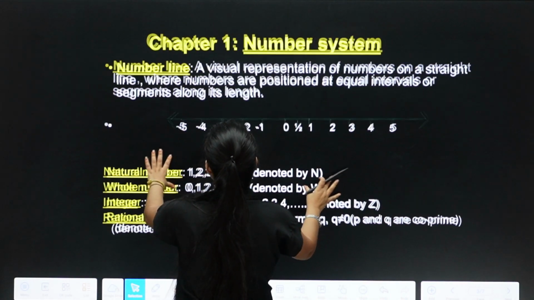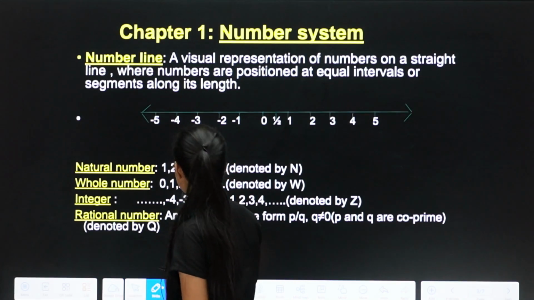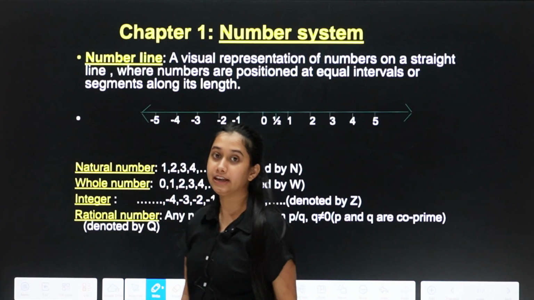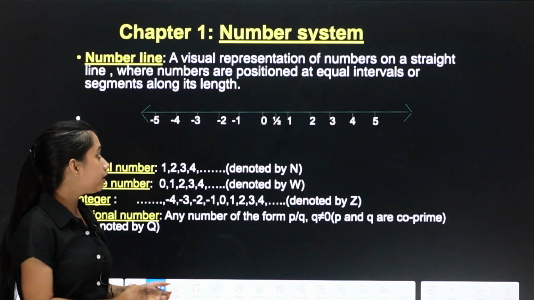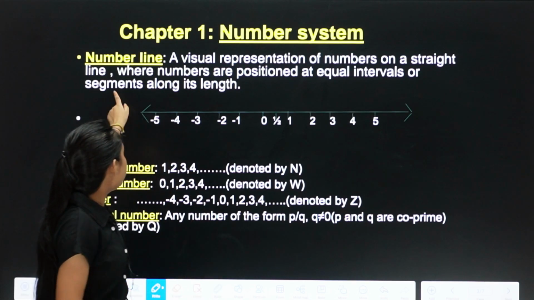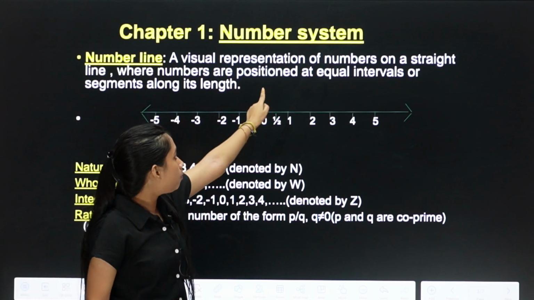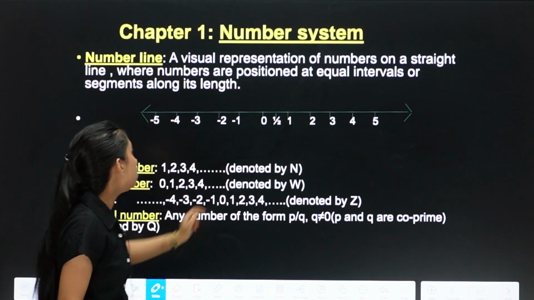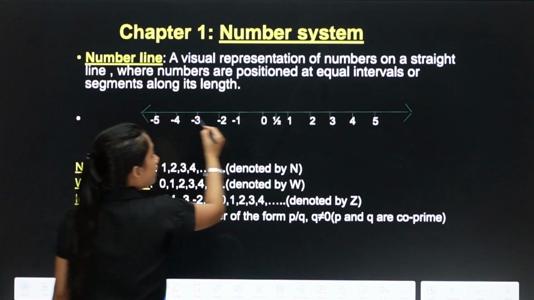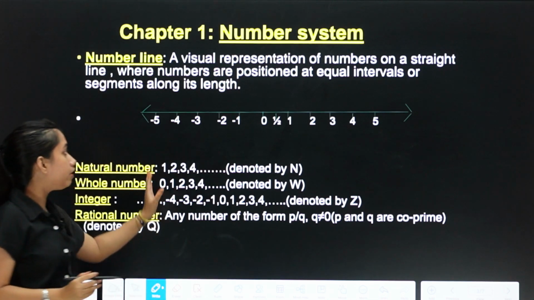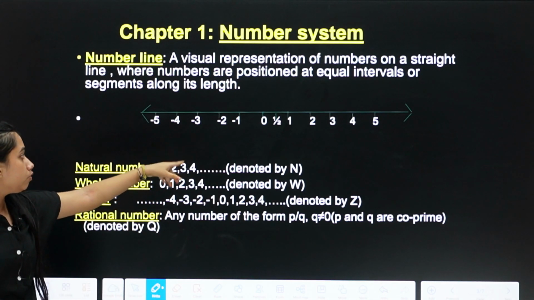In this video we are going to discuss our first chapter of class 9 mathematics, that is number system. So before that we should know what is a number line. A number line is a line where we can represent numbers in a straight line and the numbers are positioned at equal intervals.